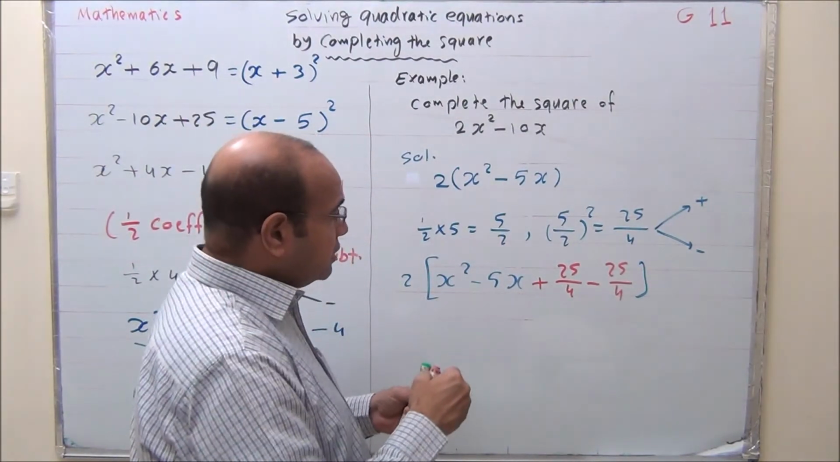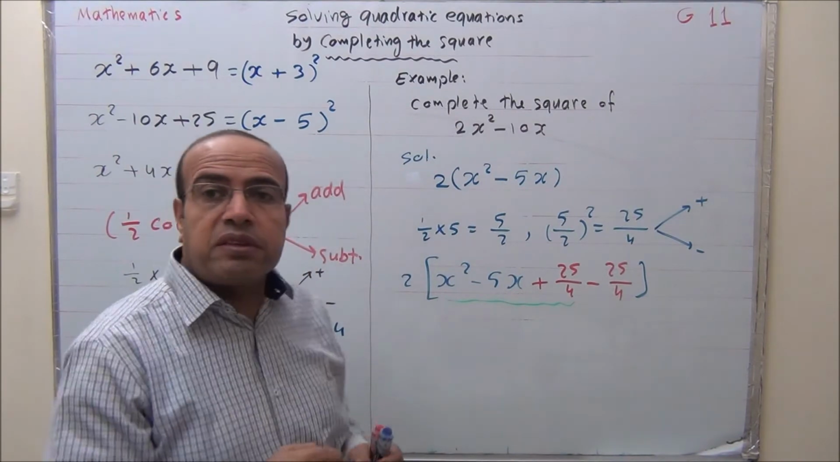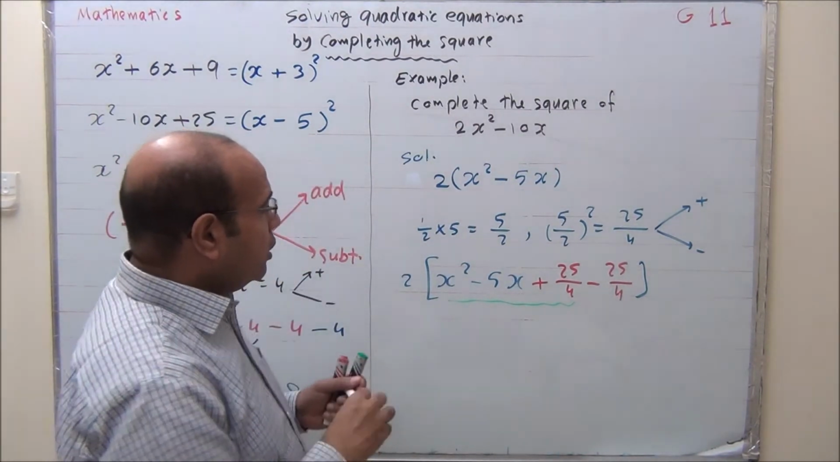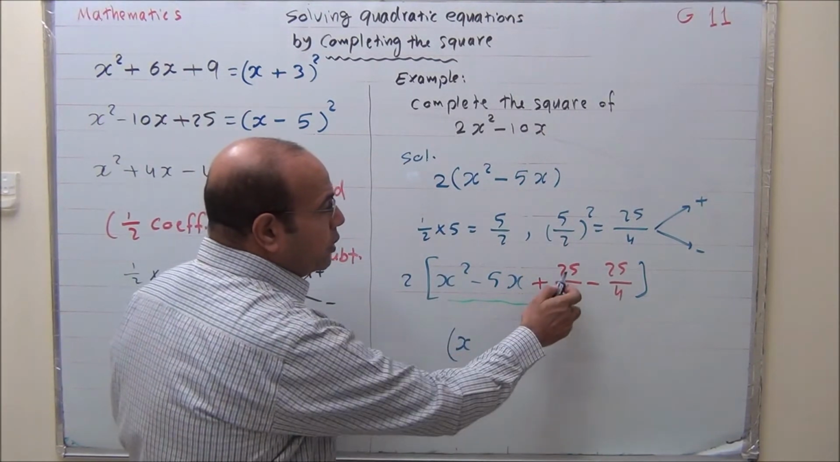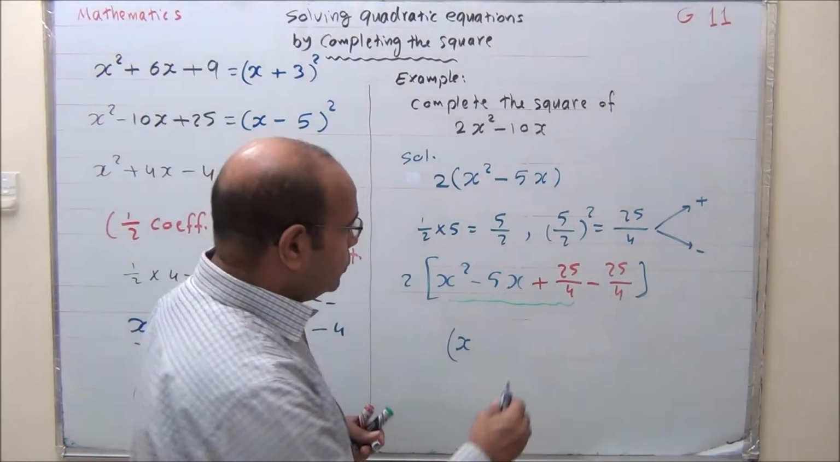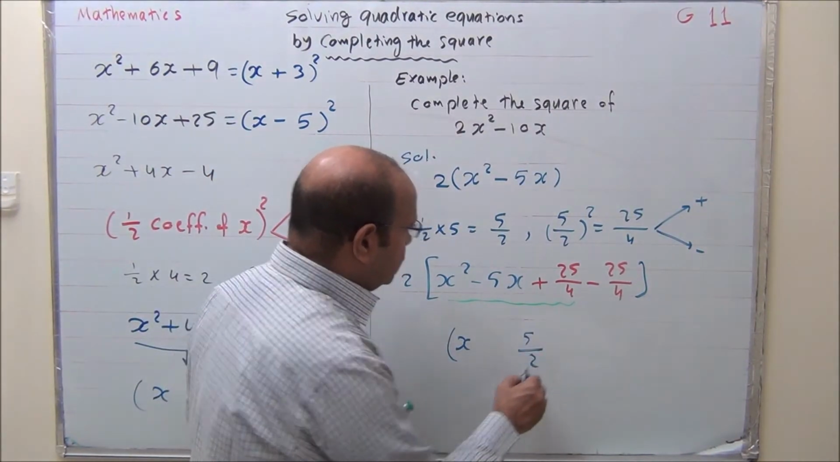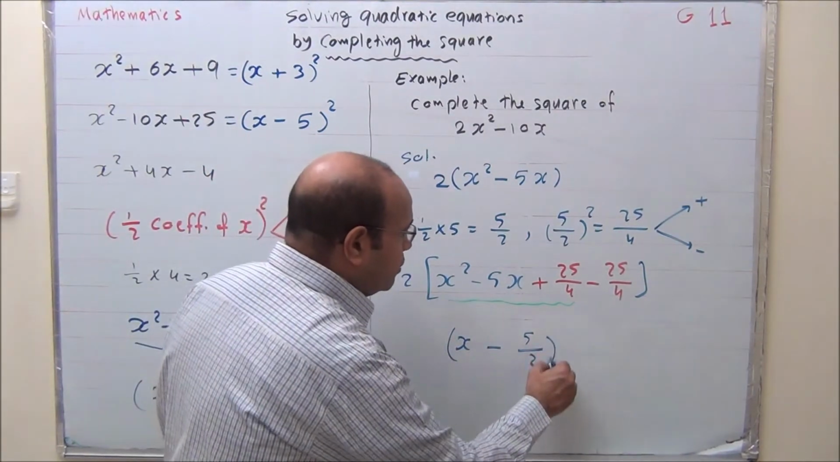Now, the first 3 terms form a perfect square. So, we open bracket, take a square root of first, a square root of last. The 25 over 4, its square root is 5 over 2. So, we write 5 over 2. Sign of the middle term. The middle term is negative. We put negative. And then we put the square.